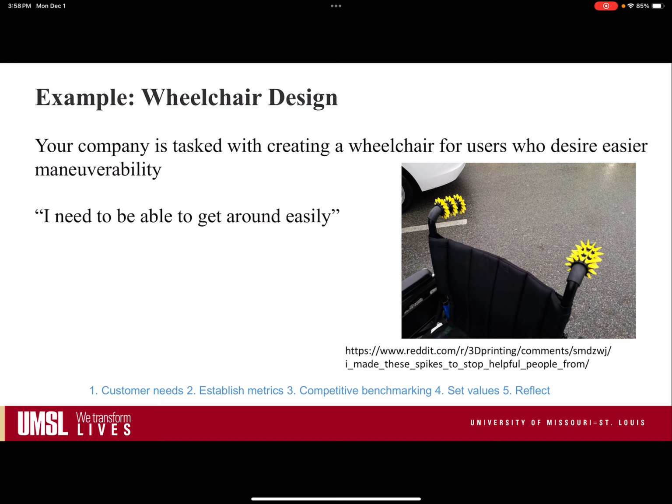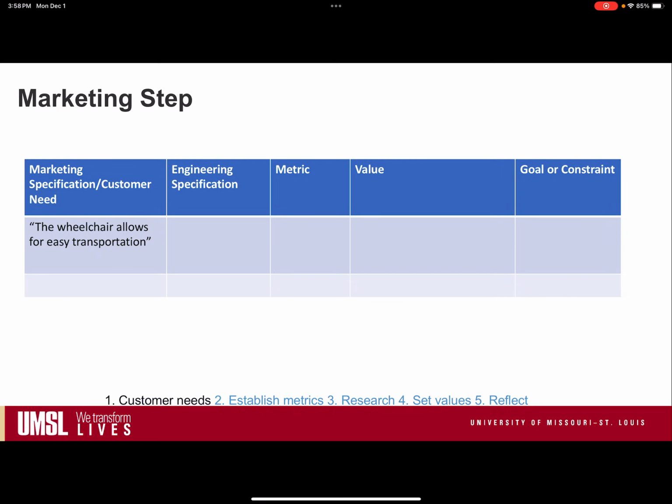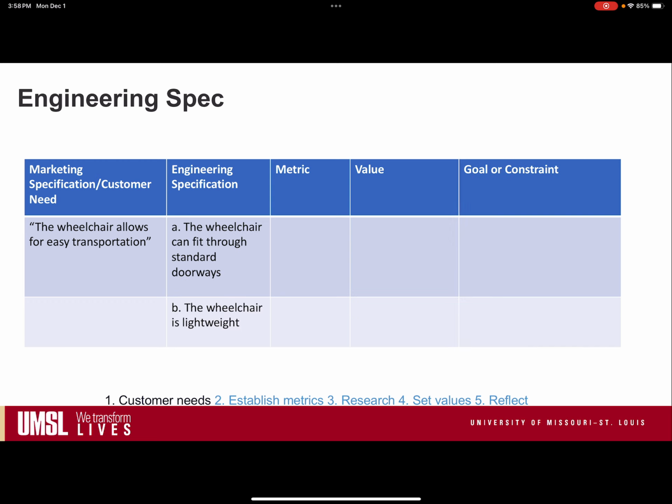But to go through an example, we want to design a spec for a wheelchair. Let's say you are hired by a company to develop a new wheelchair design, which would be a very interesting project. And what you have is "I need to be able to get around easily." So it's a little bit vague. The customer wants easy transportation, but in terms of engineering specs, we can say easy transportation could mean that it needs to fit through standard doorways and it needs to be lightweight.